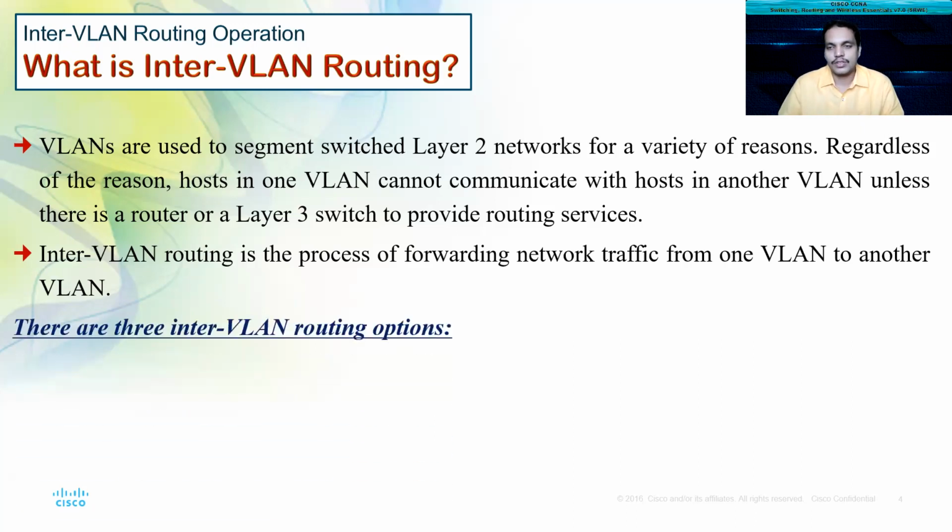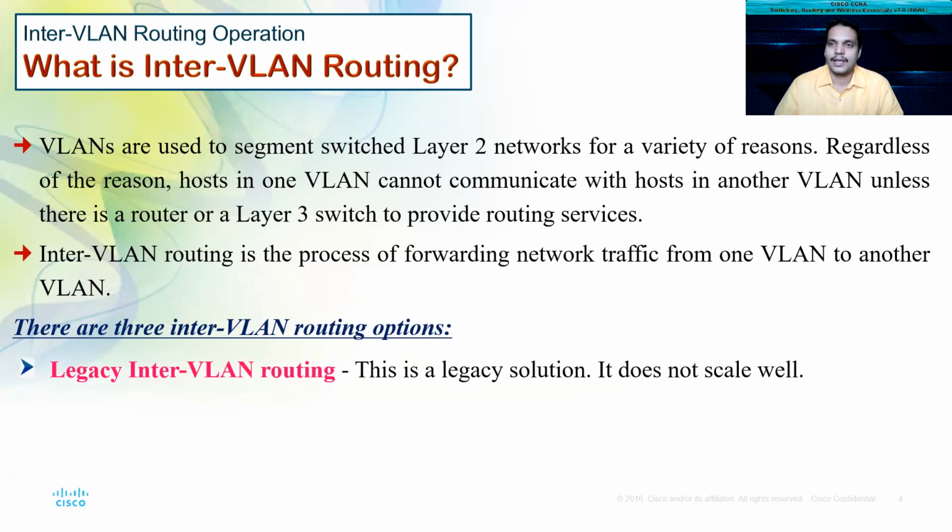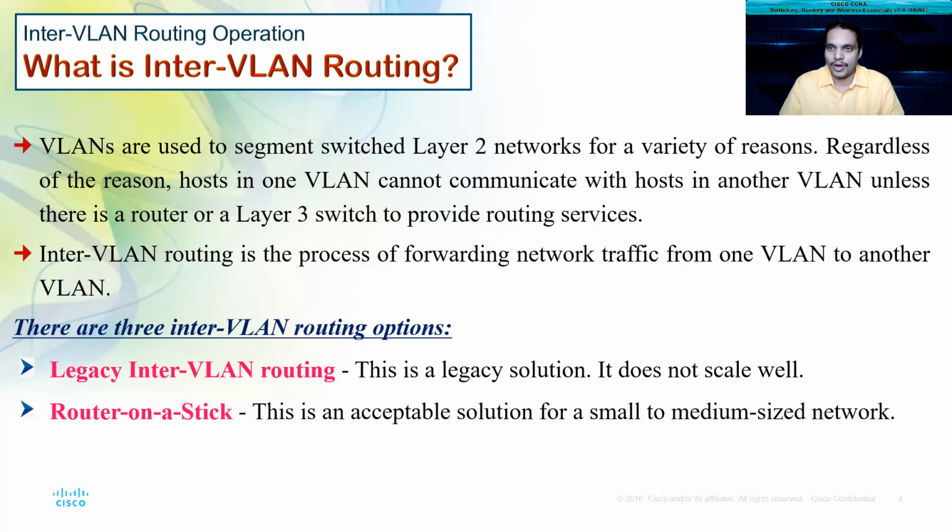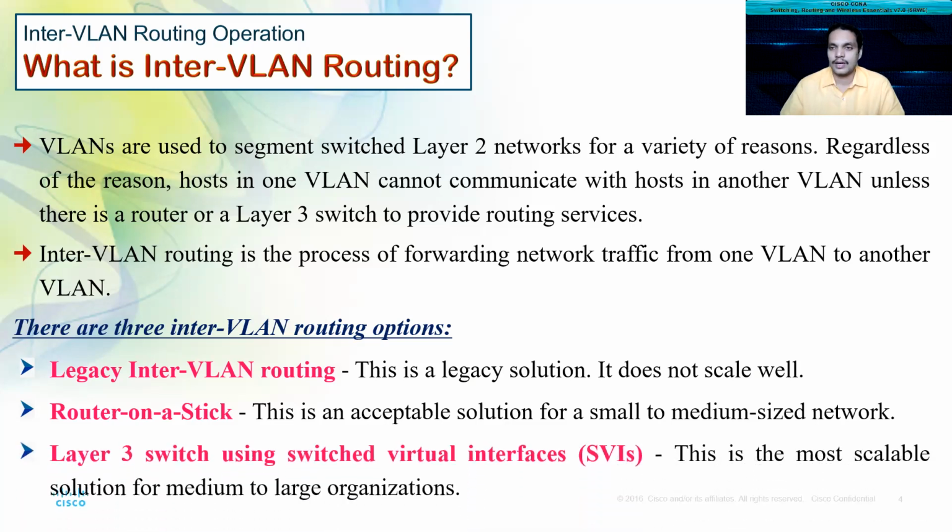We usually have three ways of doing it. The first one is called legacy inter-VLAN routing. This is an old way of doing it, it does not scale well, and it's no longer being used. The second way is called a router on a stick configuration. This is acceptable if you are setting up a small to medium network, with not more than 50 VLANs. The third one is called a layer 3 switch, or using a multi-layer switch. This is the most scalable solution for large networks, but also an expensive one.